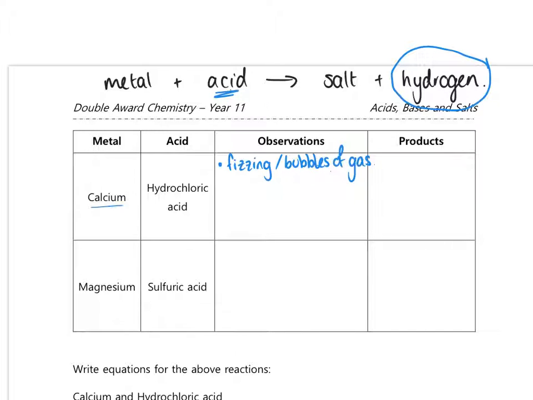As our metal reacts, so in this case it's calcium, it disappears. We refer to it as disappearing. This reaction also releases a lot of heat. If you feel around the outside of the test tube, it releases a lot of heat. And then, once the metal has all reacted, we're left with a colourless solution.